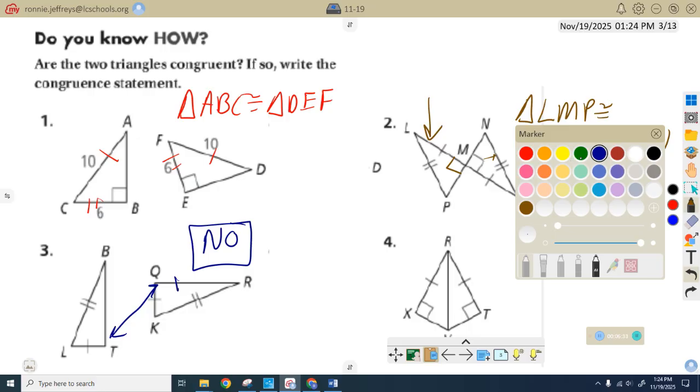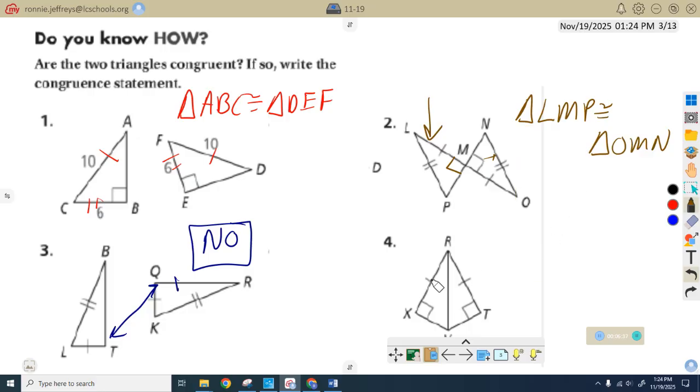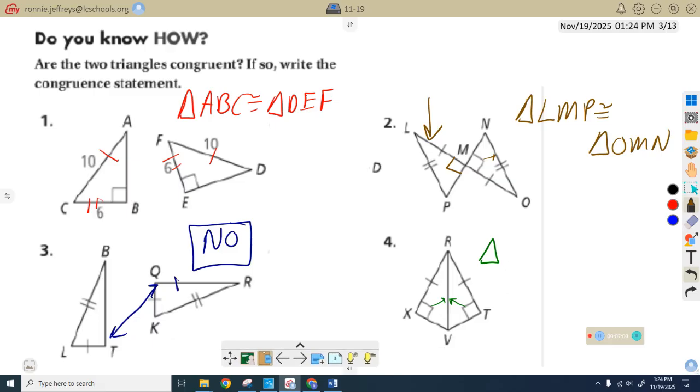All right, and number 4. Well, this leg is congruent to this leg. And then they share a hypotenuse. Can a line segment be congruent to itself? Yeah. So triangle RVX is congruent to triangle RVT.